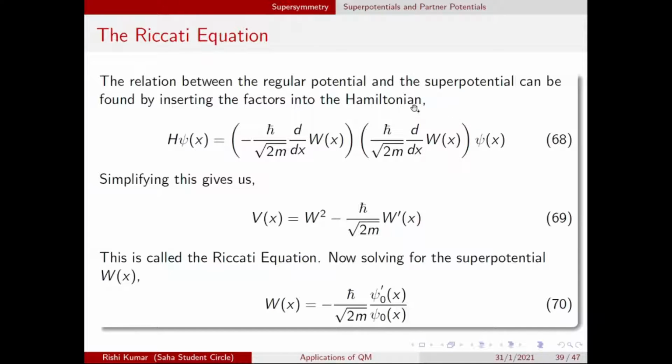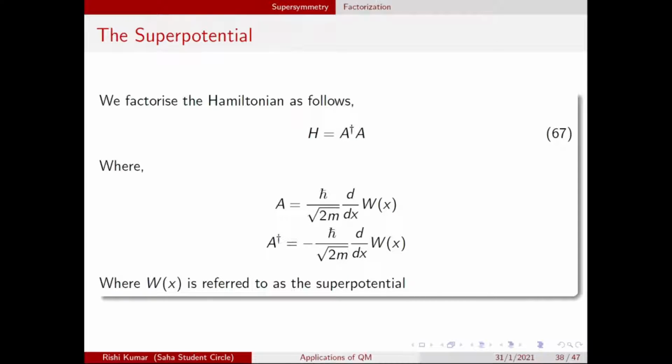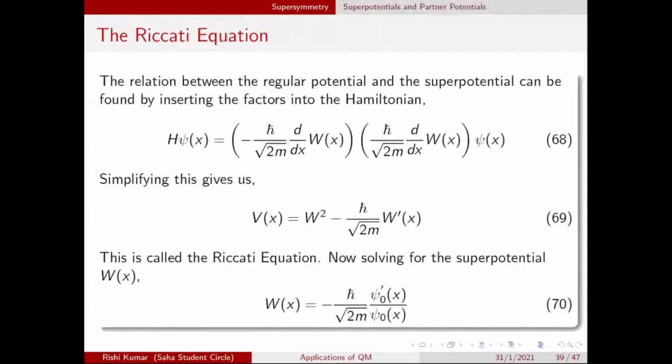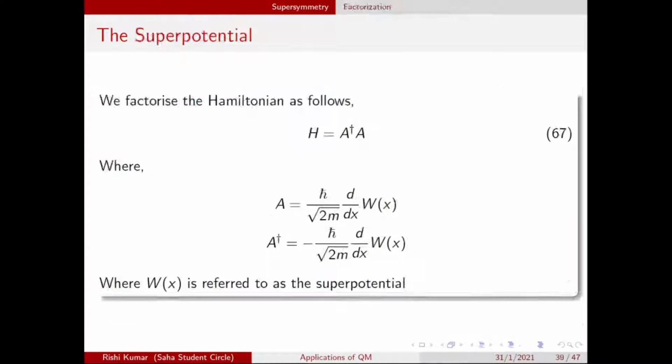Okay, there's a small correction. You wanted the factorization to be d/dx plus or minus W(x). I don't think it's a product, I think it's a summation. So it should be d/dx plus W(x) and d/dx minus W(x). Okay, I get what you mean.